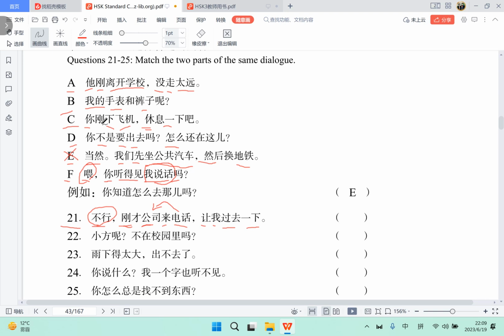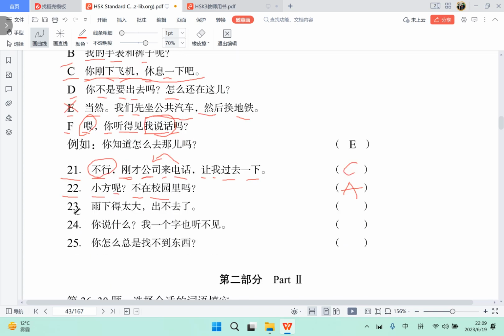Okay, so I think this is something about work. So 休息一下吧, so to have a rest? No, I can't, because there's a phone call from the company. I have to go there. So we could choose C. 21 we choose C. And 22: 小芳呢? 小芳不在校园里吗? So isn't he on the campus? Okay, and the reply: 他刚离开学校, he just left the school, 没走太远, haven't walked too far away. So this one we choose A.